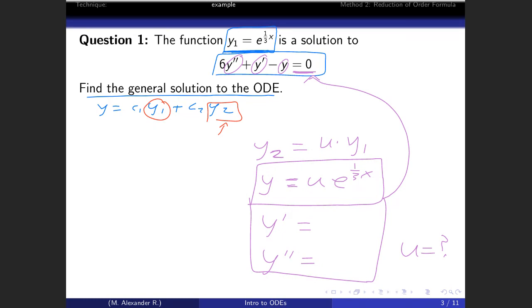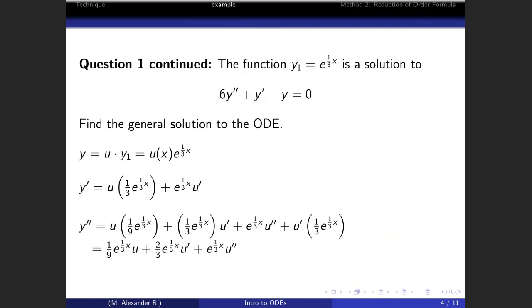It gets a little clumsy to write this down by hand, so what I've done is I've typed it up for you. Here's the y function that we made. This is the y function, and this is the u times the e to the 1/3 x. The y prime, after you do the product rule, and you have to do the product rule.